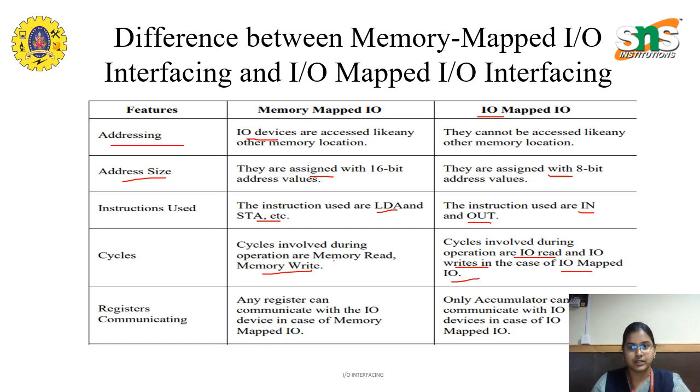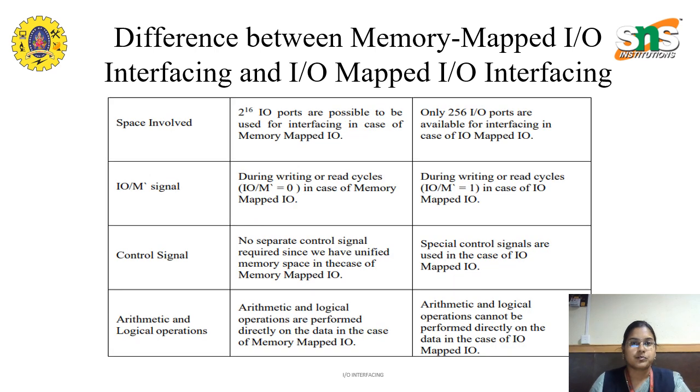For the cycles involved, memory mapped uses memory read and memory write, whereas input-output mapped uses input-output read and input-output write. So we have the difference, right? Regarding register communication, any register can communicate with the input-output device in memory mapped, whereas only the accumulator can communicate with the input-output devices in input-output mapped. Regarding the space involved, we can have up to 2 power 16 input-output ports in memory mapped, whereas only 256 input-output ports are used in input-output mapped.